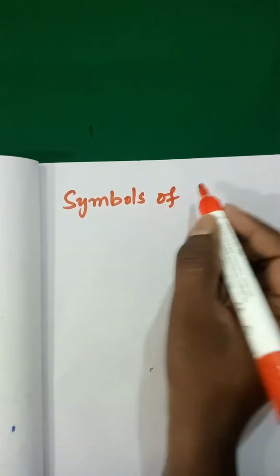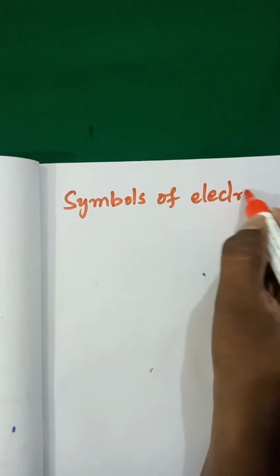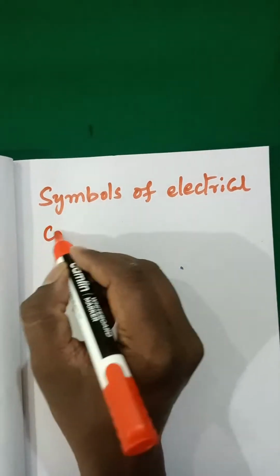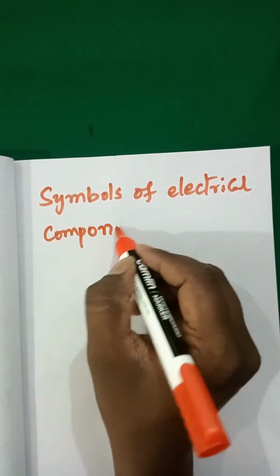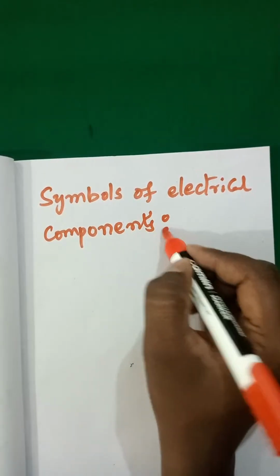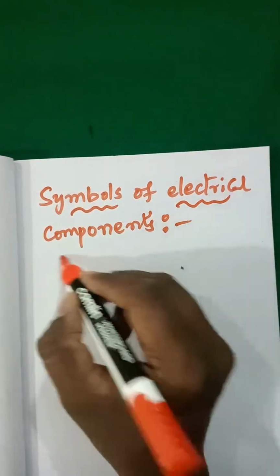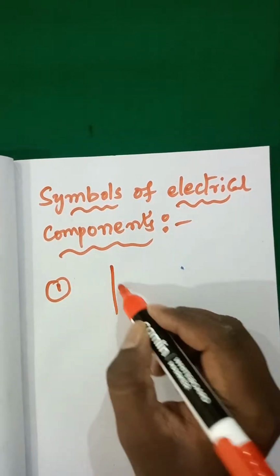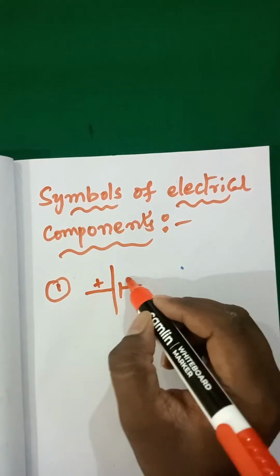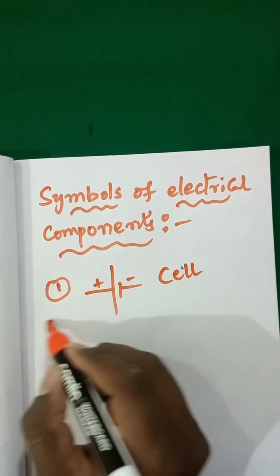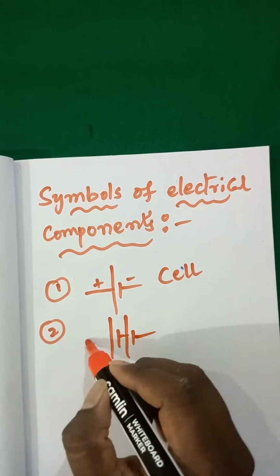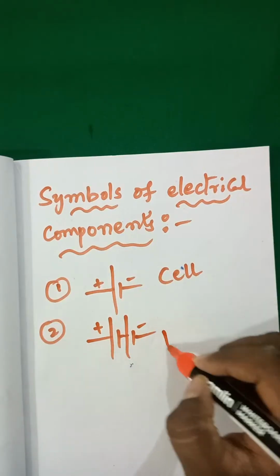Okay, so I'm taking symbols of electrical components. Very important. First we will work through it. First one is the cell, with a positive terminal and a negative terminal. Second one is the battery. Here is the battery, with a positive terminal and a negative terminal.